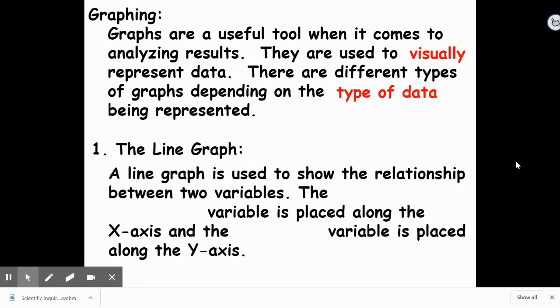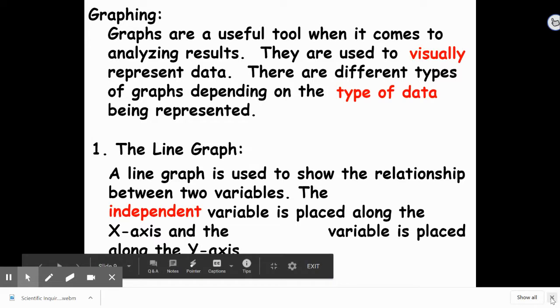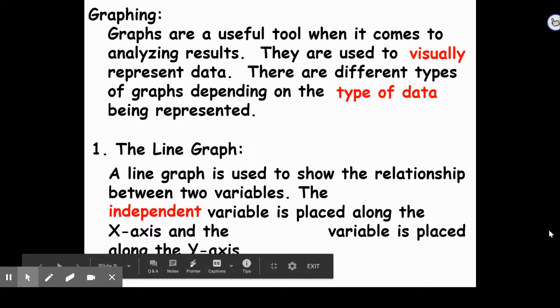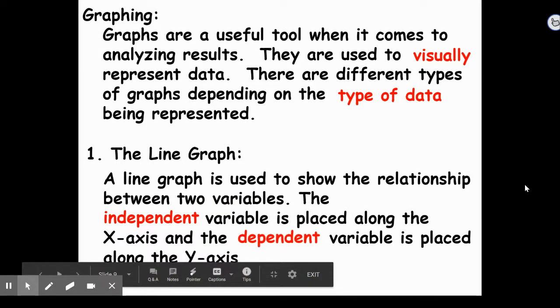Most of the time in here, we're going to be using the line graph. We're showing a relationship between two variables: the independent along the x-axis and the dependent along the y-axis.